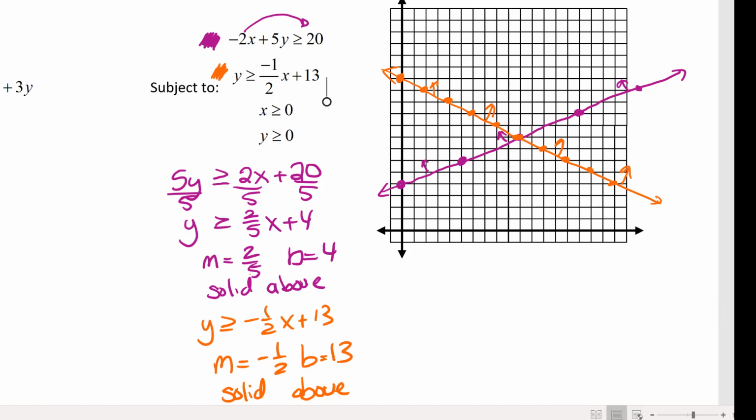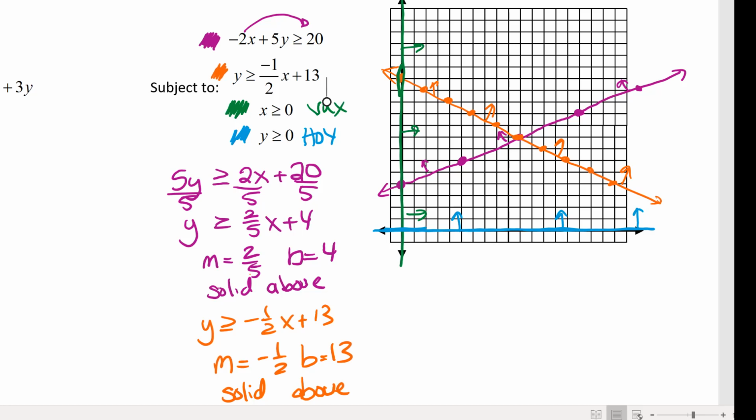Okay. And our next equation, I'll do in green, which is x is greater than or equal to 0. So that's a vertical line on the y-axis, and we're going to be shading to the right. It's a solid line. And the last one I'll do in blue. That's y is greater than or equal to 0, which basically is just telling me that we're talking about real world first quadrant values. So that's a horizontal line at the x-axis pointing up.